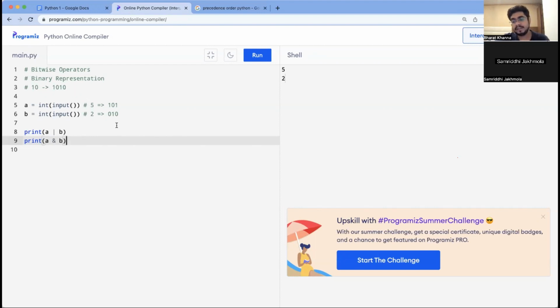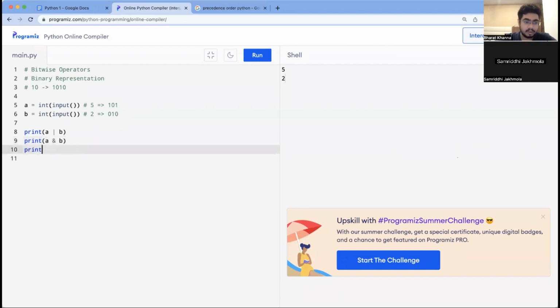Anyone? Bitwise AND? 0, right? It will be 0. Why? So for AND, any bit will have 1 only if both had 1. So if you look at the first bit also, this is 1, this is 0. So it will be 0. 0, 1 will also be 0. 1, 0 will also be 0. So 0, 0, 0, which is in fact 0.